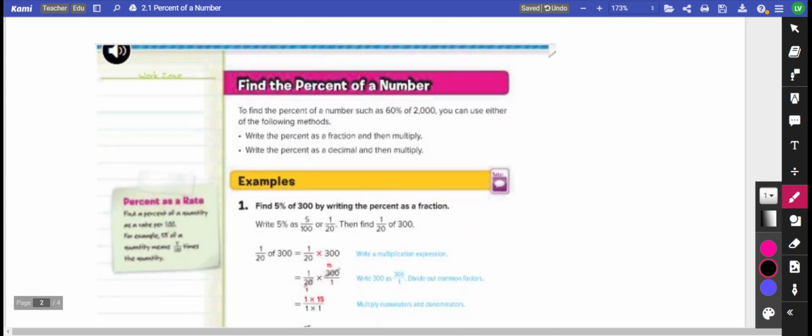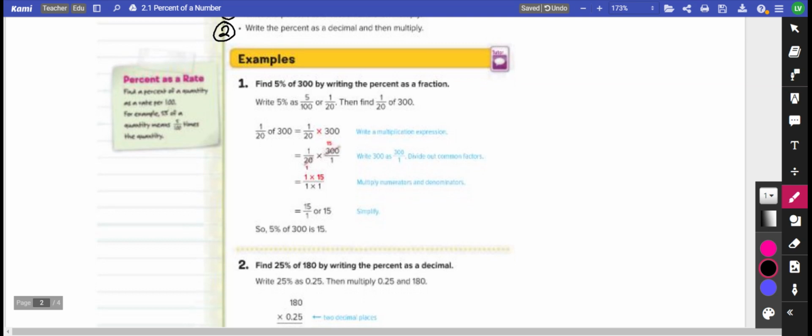Find the percent of a number. To find the percent of a number, such as 60% of 2,000, you can use either of the following methods. 1 is write the percent as a fraction and then multiply. 2 is to write the percent as a decimal and then multiply. So let's go with example number 1.